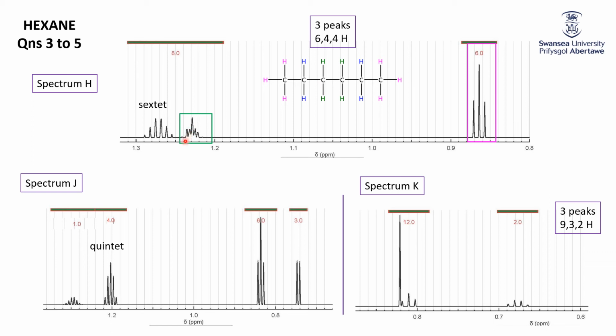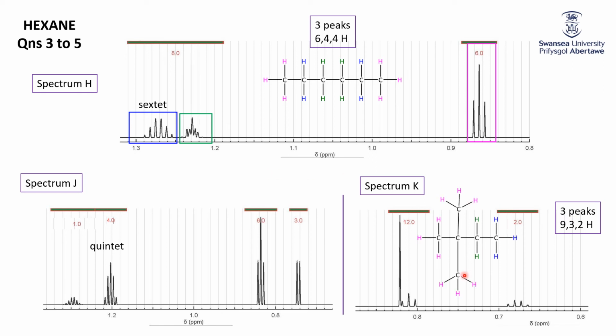You can almost imagine it's a quintet, right? Because it's next to 1, 2, 3, 4, 5. But you can also see there's a little bit of funky overlap there. Now I'm not going to worry about all the funky overlap, only to say that because I think the sextet is pretty clearly for the blue ones, this little mess here must be for the green ones. Now that was one of the three peak spectra. Let's go to the other three peak spectrum, spectrum K.